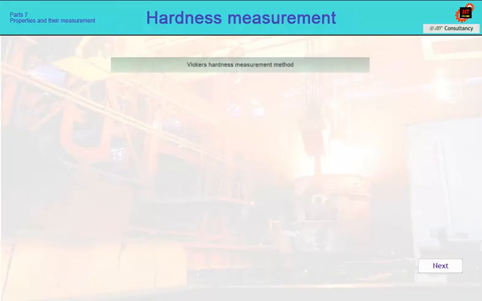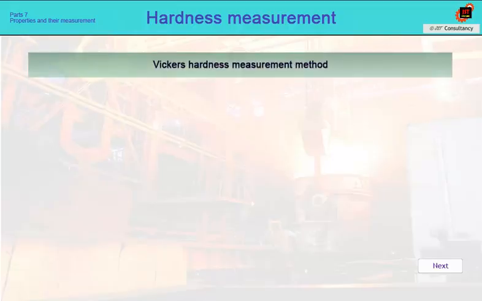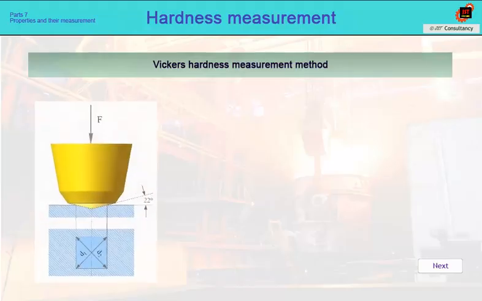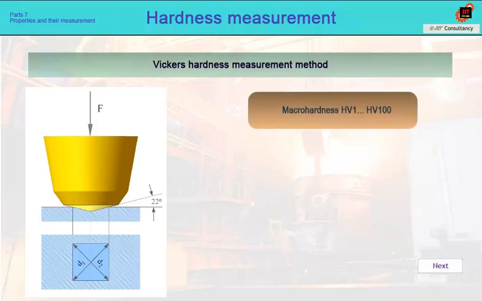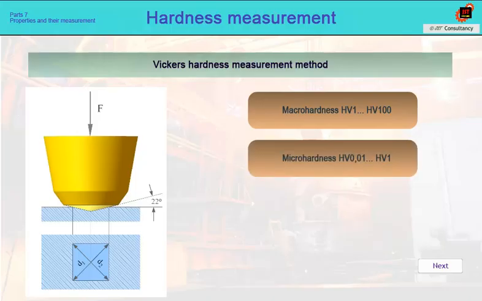Another method of measuring hardness is the Vickers method. It is based on indenting a pyramid with an apex angle of 136 degrees into the measured material. The measure of hardness is the size of the indentation diagonal. The indenter load is very diverse: for macro hardness from 1 to 100 kilograms, for micro hardness from 0.01 to 1 kilogram.